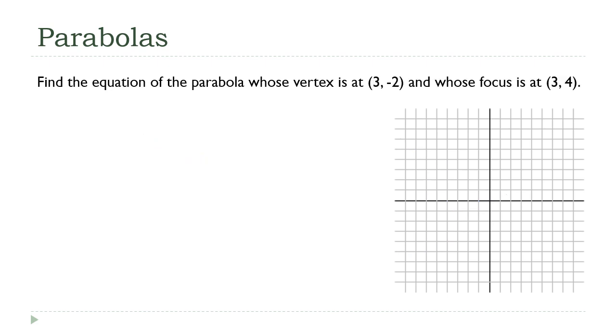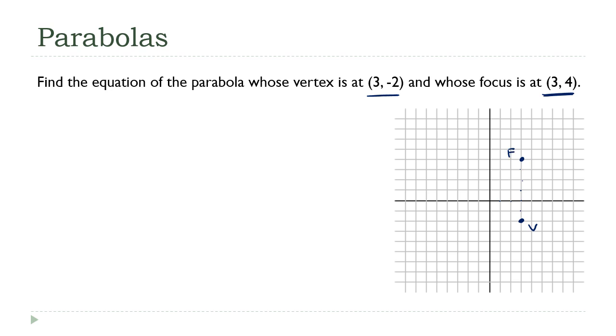Look at this one. I want to find the equation of a parabola whose vertex is someplace other than the origin and whose focus is at 3, 4. Okay, well, let's sketch this. I'm going to go over 1, 2, 3, down 2. There's my vertex, right? And I know the focus is at over 3, up 4. So I'm going to go up 1, 2, 3, 4. There's my focal point. Okay, so good.